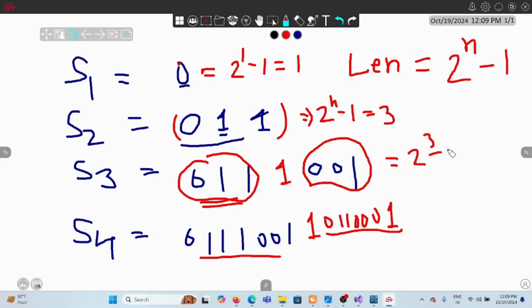Size should be 7 only, right? So this is the general formula: if we want to get the nth string size, then that would be 2 to the power n minus 1.